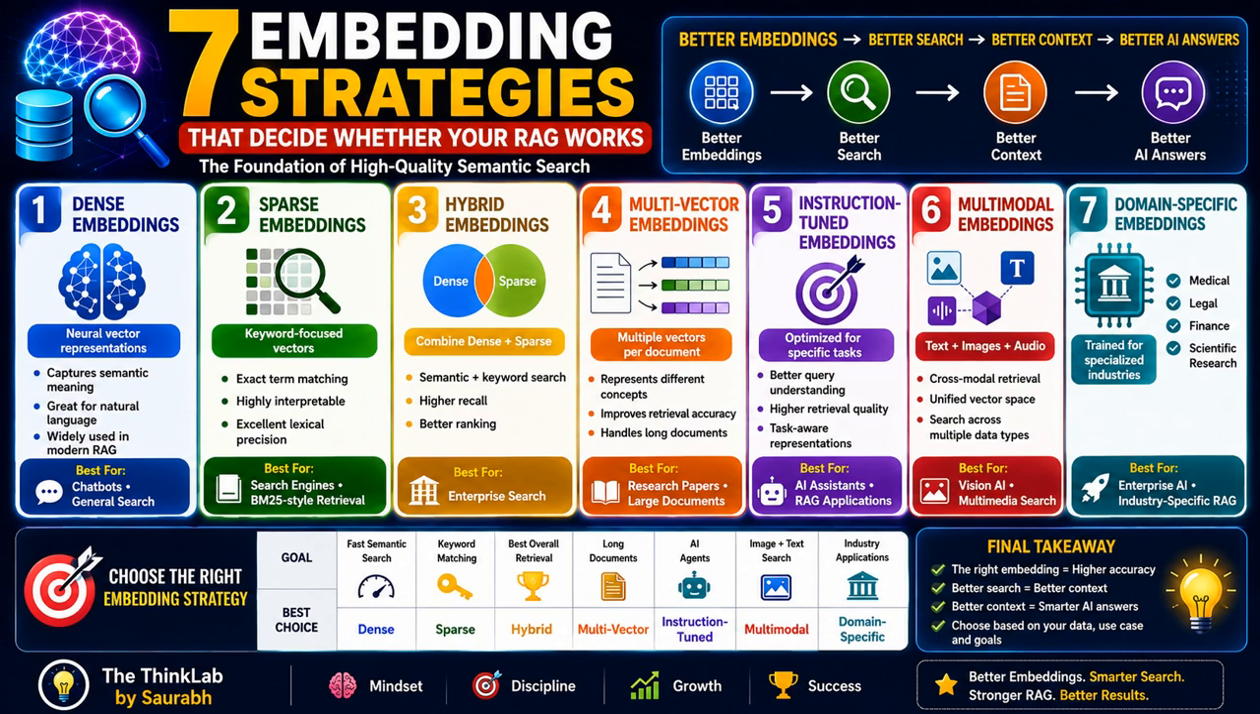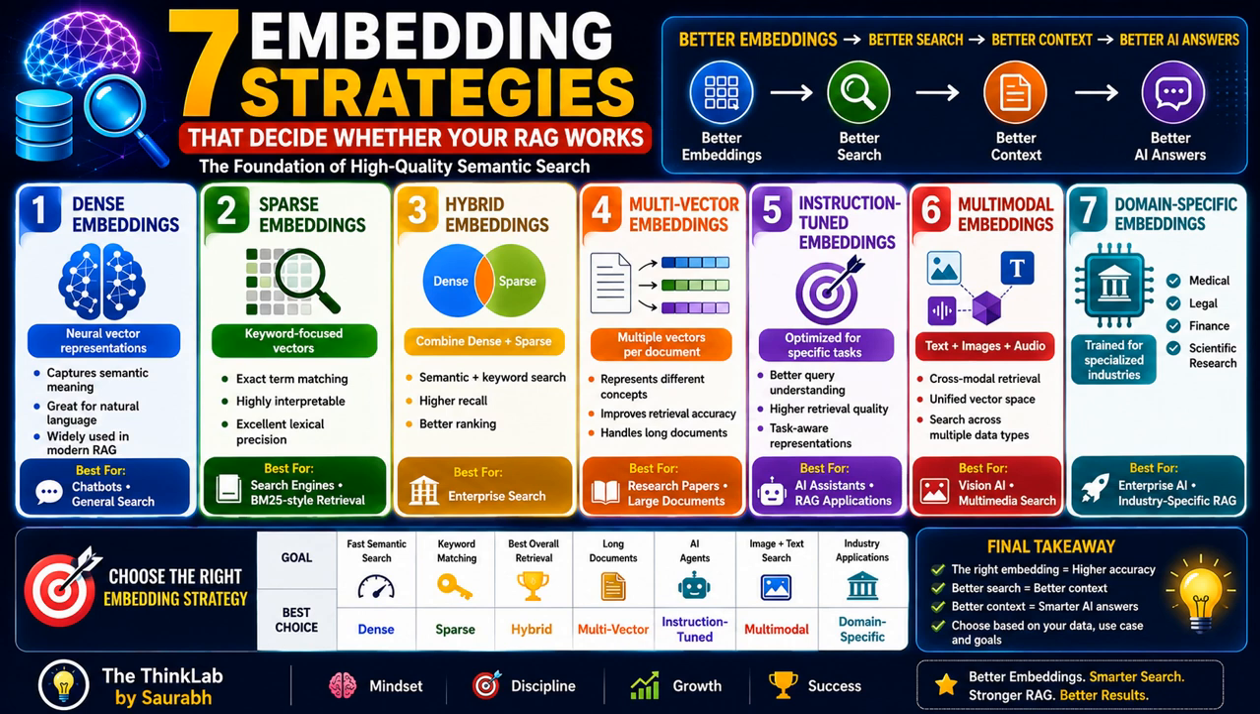Strategy 5 is instruction-tuned embedding. These embeddings are trained for a specific task. For example, one model may be optimized for search, another may be optimized for question answering, another may be optimized for coding. Because they understand the task, retrieval becomes more accurate. Instruction-tuned embeddings improve query understanding and are widely used in AI assistants and production RAG systems, right?